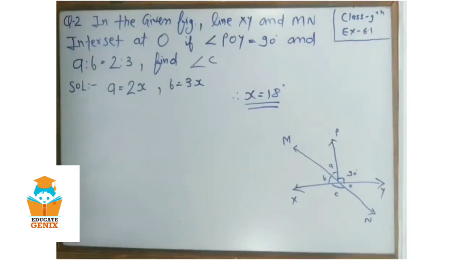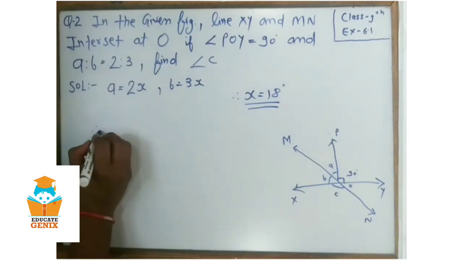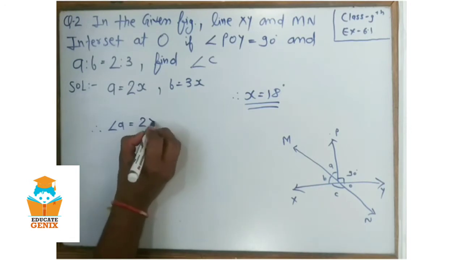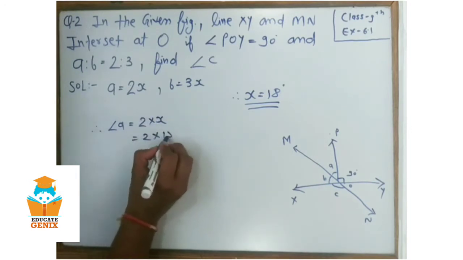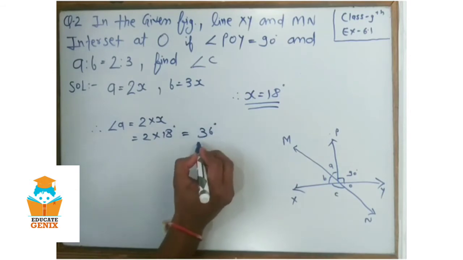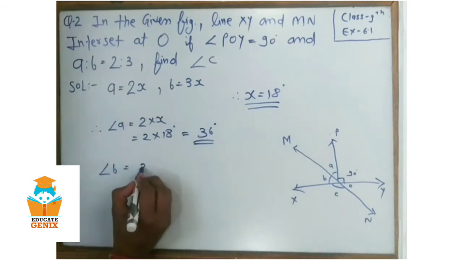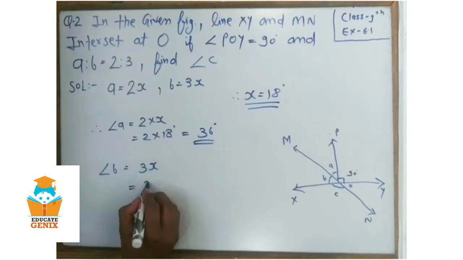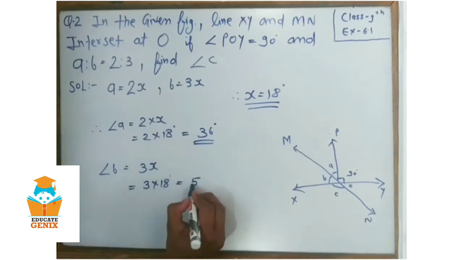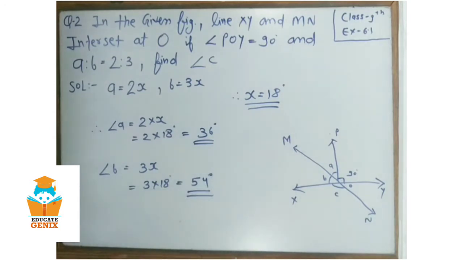As we found that x equals 18 degrees, we are going to put x in angle A and angle B. Therefore angle A equals 2 into x, which is 2 into 18 degrees, equals 36 degrees, and angle B equals 3x, which is 3 into 18 degrees, equals 54 degrees. So we found angle A and angle B, and in the given question we have to find angle C. So let's see how we can find angle C.